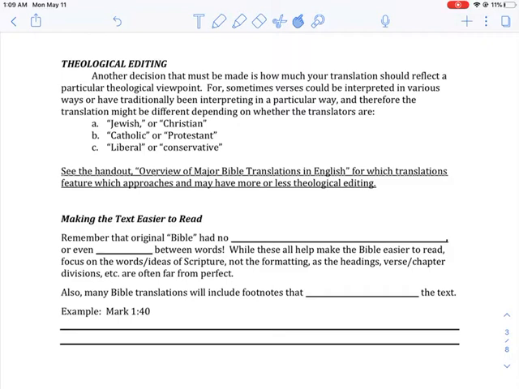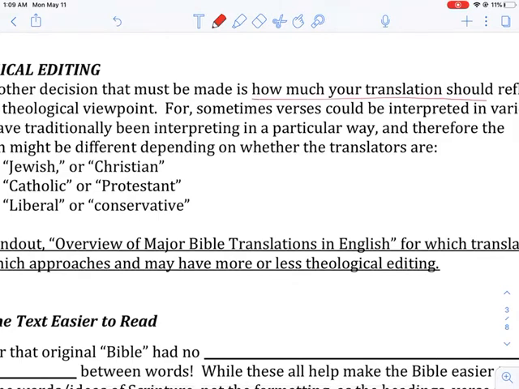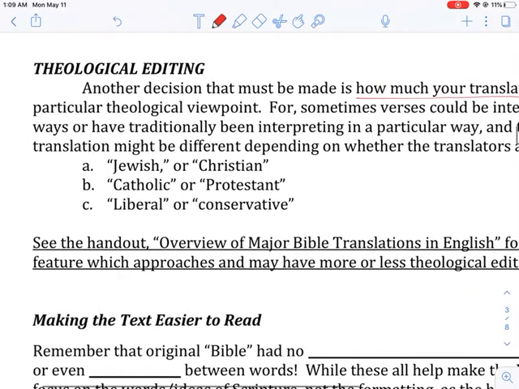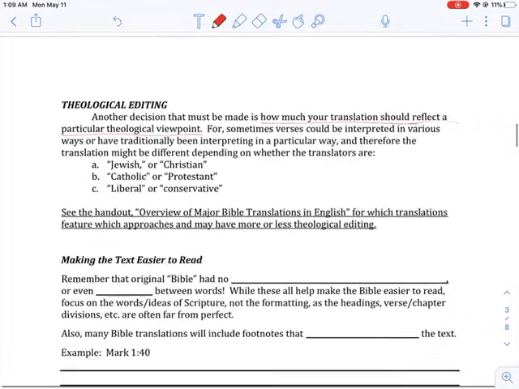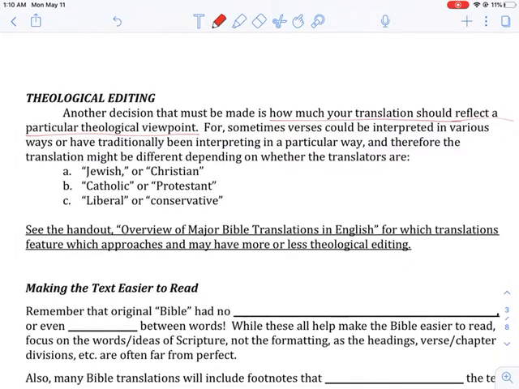Another issue that translators have to come to terms with is theological editing. And theological editing is how much should your translation reflect a particular theological viewpoint. Sometimes verses can be interpreted in different ways, or have maybe traditionally been interpreted one way, but maybe the translators feel it should be changed because of new research or new perspectives or whatever else.